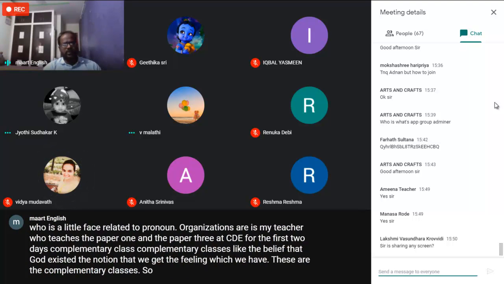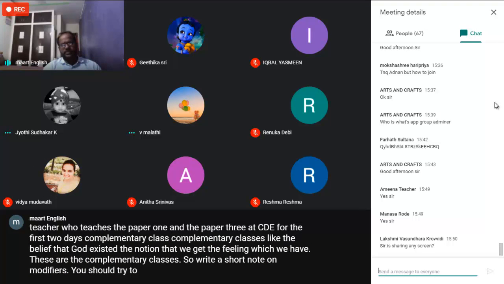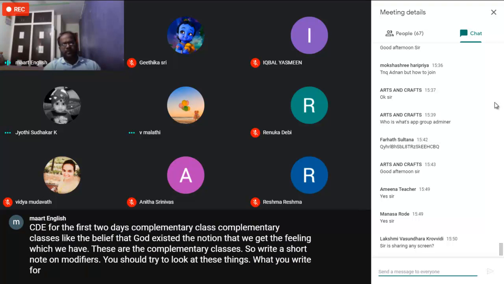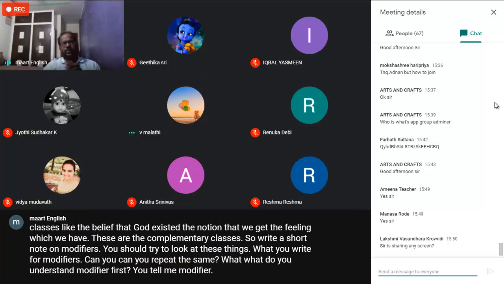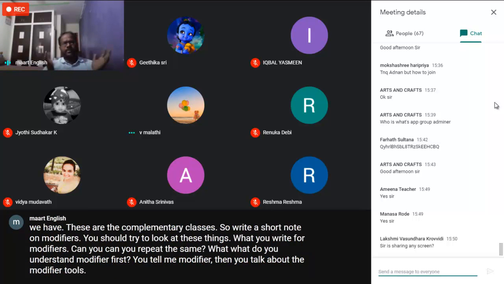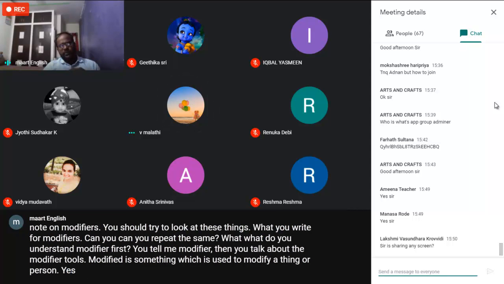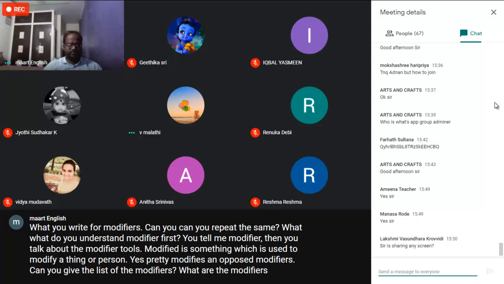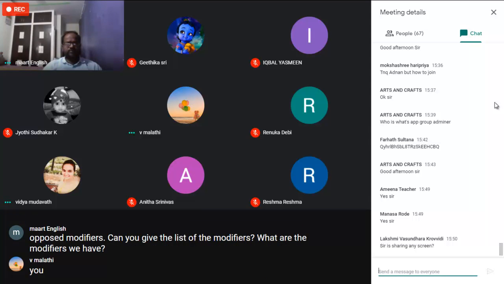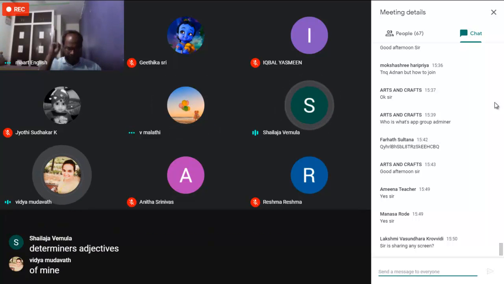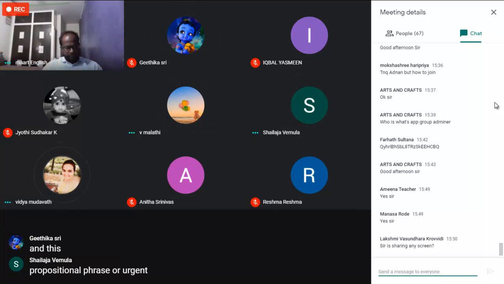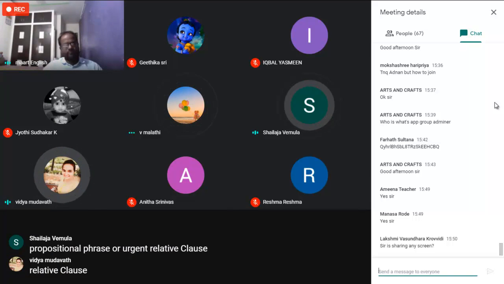So, write a short note on modifiers. You should try to look at these things. What do you write for modifiers? Can you repeat the same? First you tell me what a modifier is, then you talk about the modifier types. A modifier is something which is used to modify a thing or person. There are pre-modifiers and post-modifiers. The modifiers we have are determiners, adjectives, phrases, complements, prepositional phrases, relative clauses, and complementary clauses.